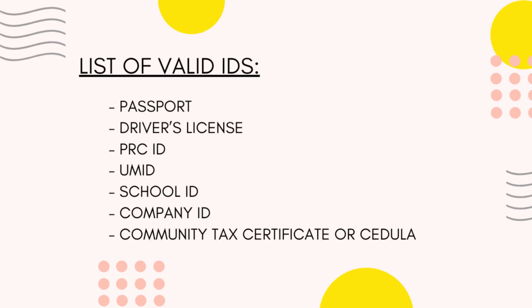Now let's proceed to step 2, which is to prepare the necessary documents depende sa taxpayer type na napili mo. In general, providing a birth certificate and at least one valid ID would suffice. Some of the accepted valid IDs are PRC ID, passport, driver's license, UMID, school ID, company ID, at yung cedula or yung tinatawag na community tax certificate. Para naman sa mga married couples, you also have to provide your marriage certificate. And if you will be declaring your children as dependents para sa tax exemption benefits, then you'll also have to provide the birth certificates of your children.